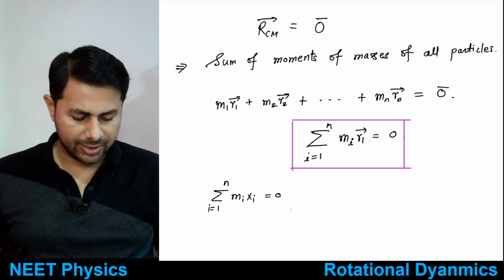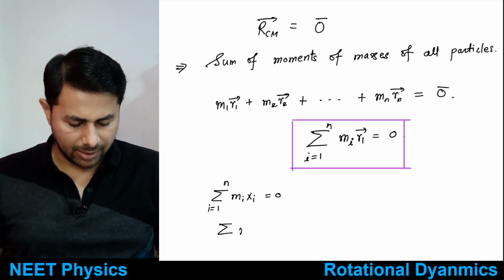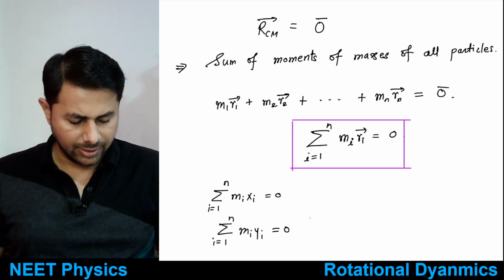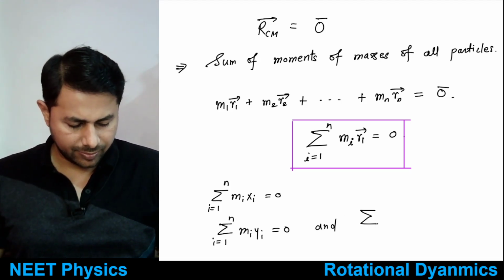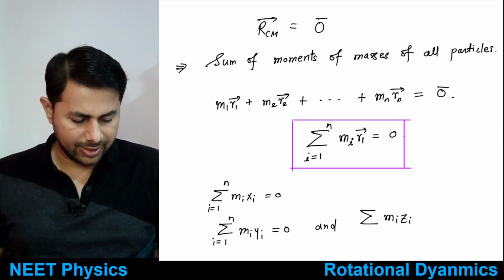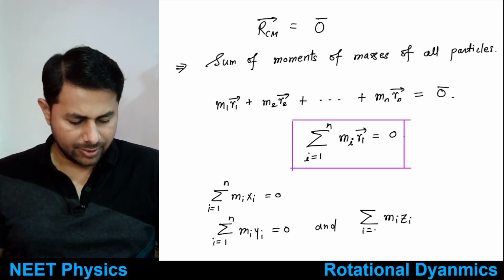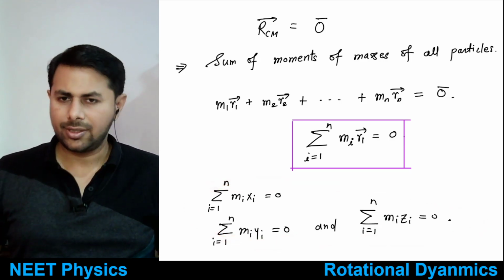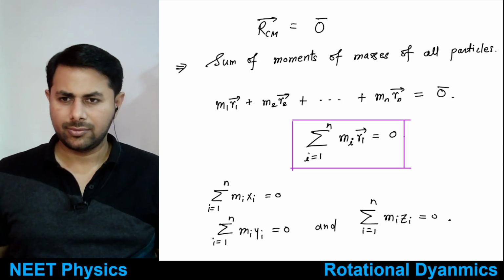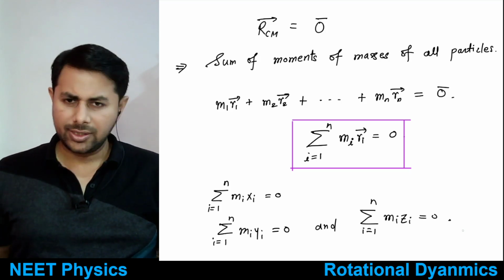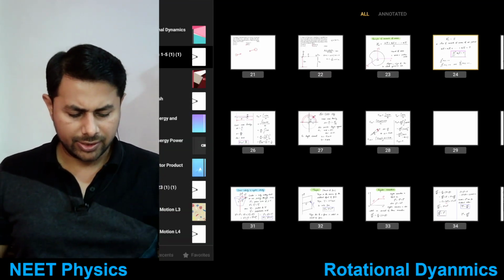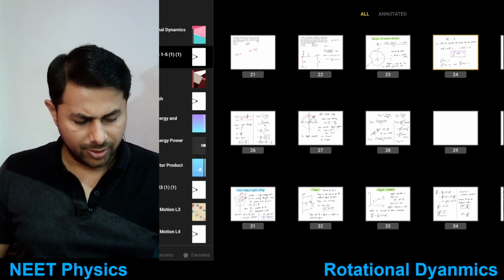summation of mi xi is 0, summation of mi yi is equal to 0, and also summation of mi zi, i goes from 1 to n, is also equal to 0. This is clear, everyone? The sum of moments of all masses about the center of mass is 0. So this comes in the proof of the parallel axis theorem, and without this the parallel axis theorem cannot be proved.